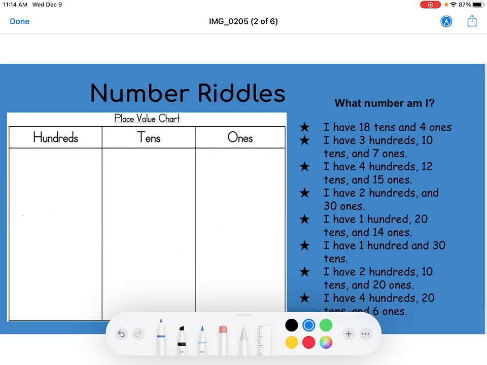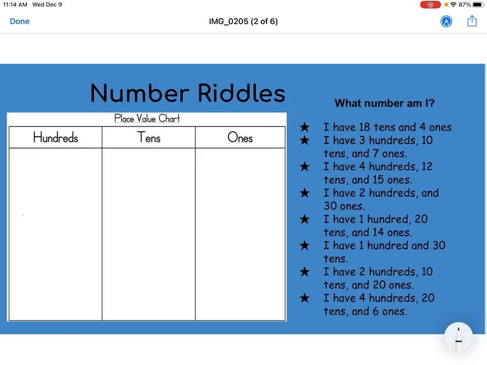Okay, hopefully you have your chart drawn. And let's look at the next one. I have 3 hundreds, 10 tens, and 7 ones. What number am I? So 3 hundreds, 10 tens, and 7 ones. All right, I can see that I need to do some regrouping here. Please pause the video and you figure out how you are going to get this answer once you do your regrouping. All right, pause the video.